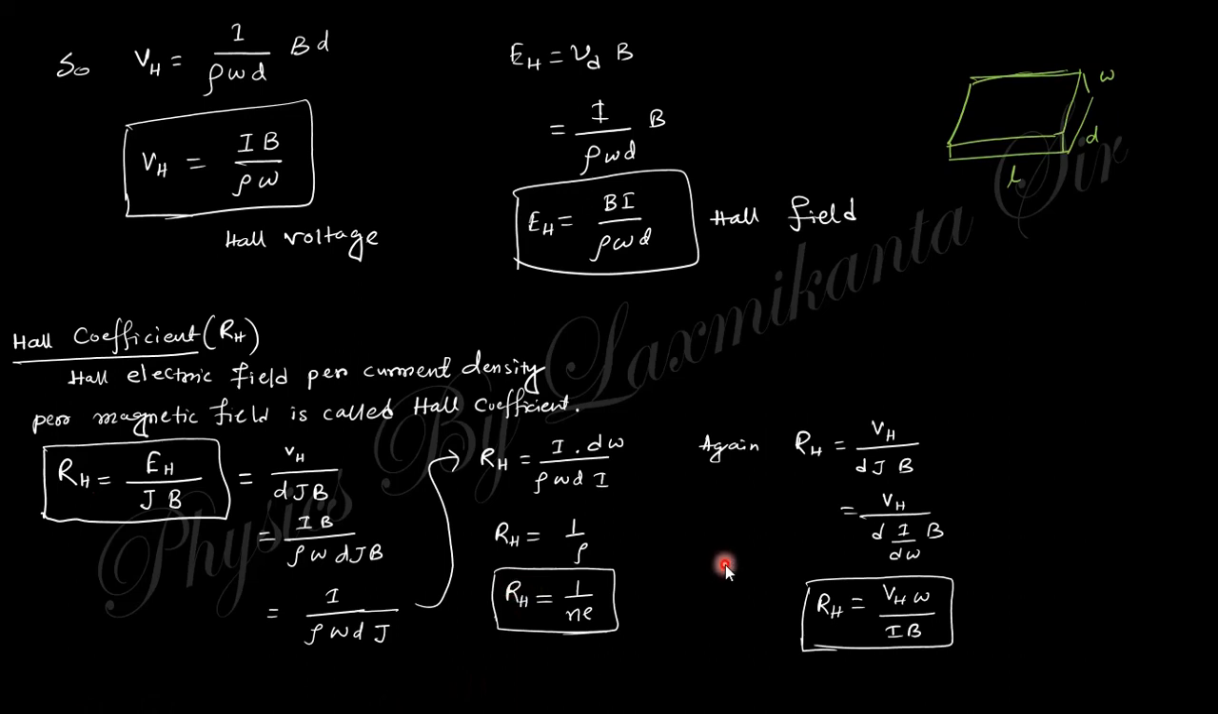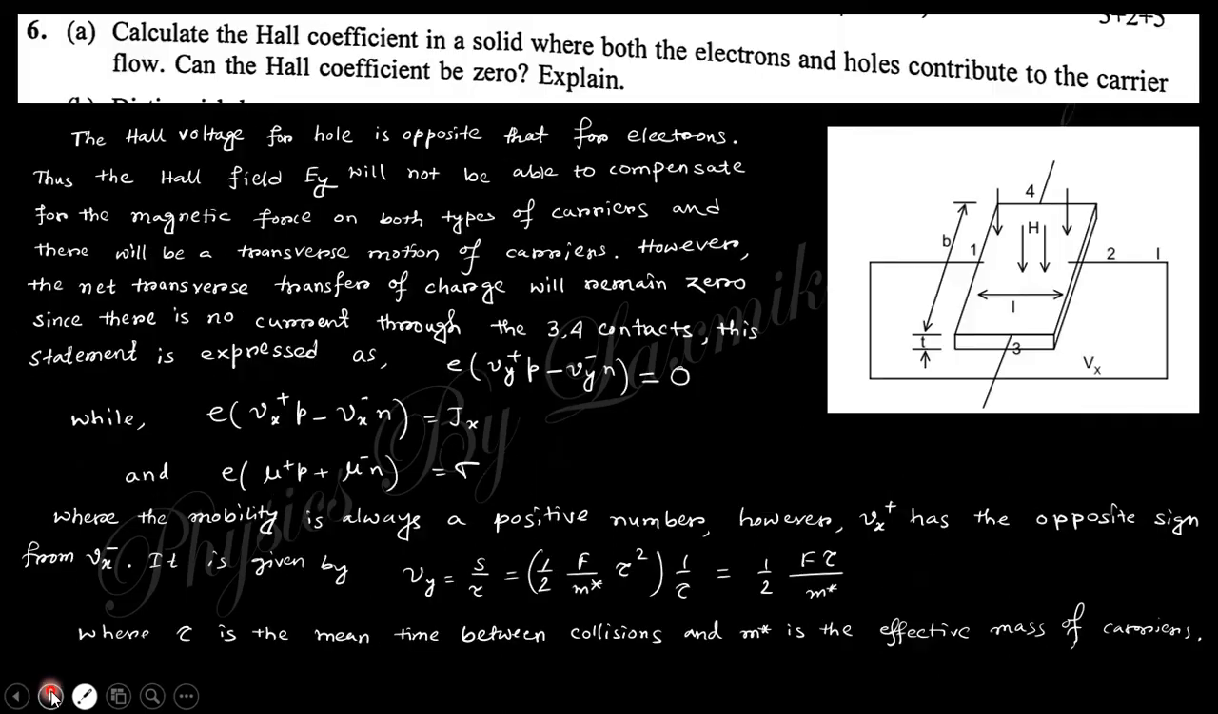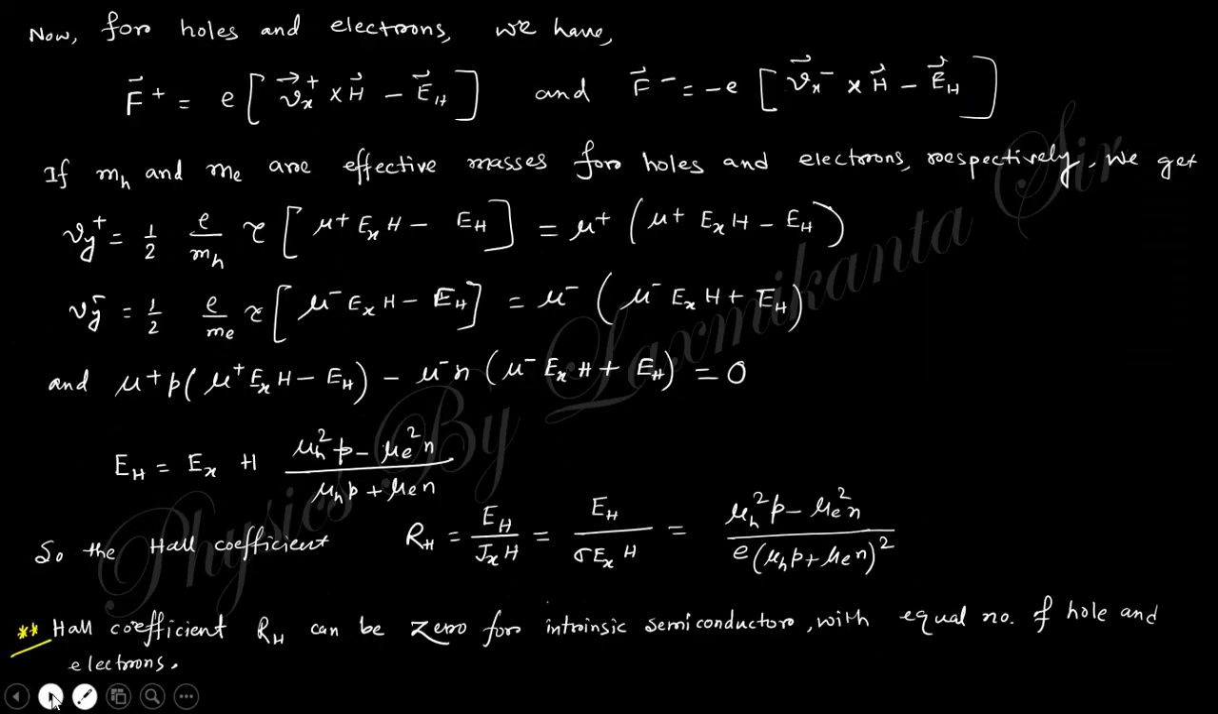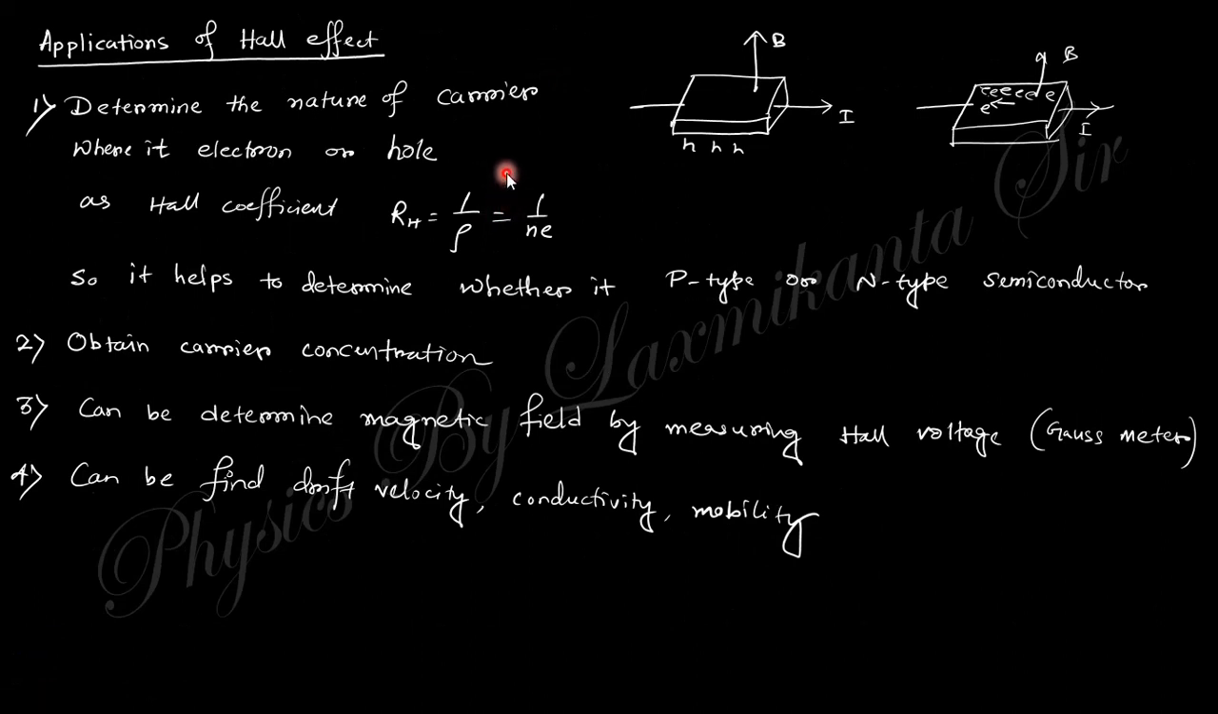And from the Hall coefficient you will obtain some important results. I just want to say about the important results, that is the applications of the Hall effect. From this Hall coefficient you will get the type of the carrier, whether it is electron or hole or both. You will get the charge density, the carrier concentration, and p type or n type information. You can determine the magnetic field, which is actually used in a Gauss meter, and you can get the velocity, conductivity, mobility. So these are the important applications of the Hall effect.